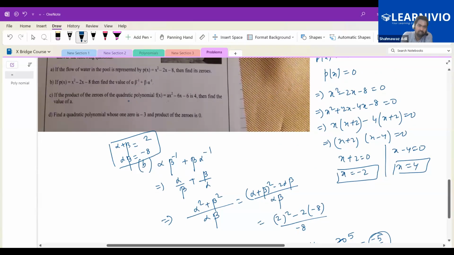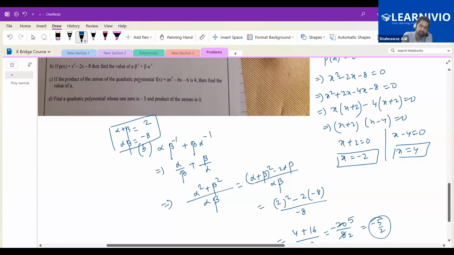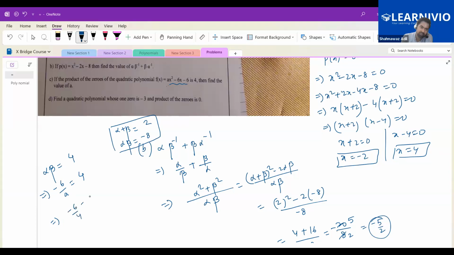And then, if the product of the zeros of the quadratic polynomial is 4, then find the value of a. This one is a simple question, right? Because the product of the zeros is 4. And from this polynomial, what is the product? Minus 6 by 8. Right. So then minus 6 by 4 is a. So 2 twos are 4, 2 threes are 6. So a is minus 3. Right.